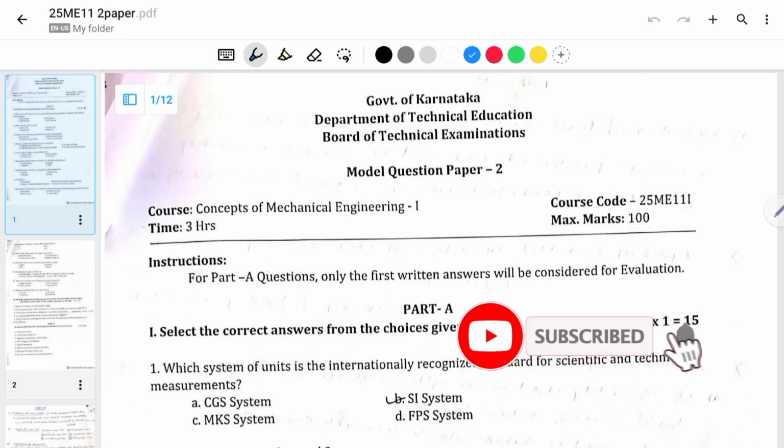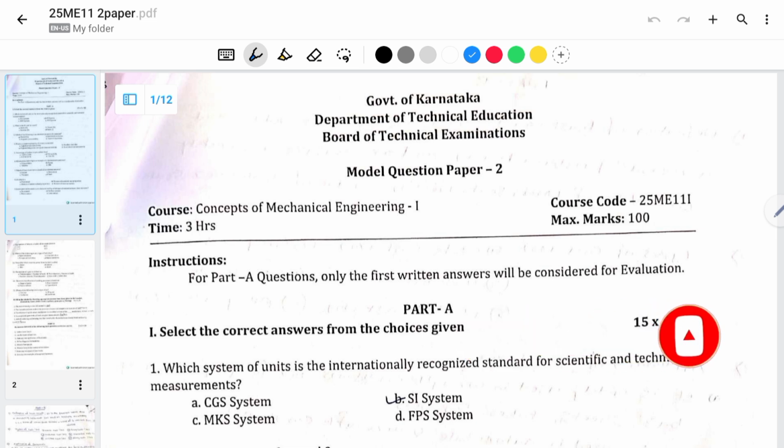Hello, welcome everyone. So here, this is the second question paper, the model question paper of the concept of mechanical engineering 1. It is a very important question paper.